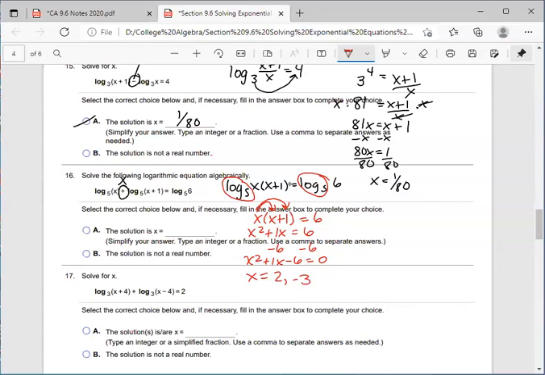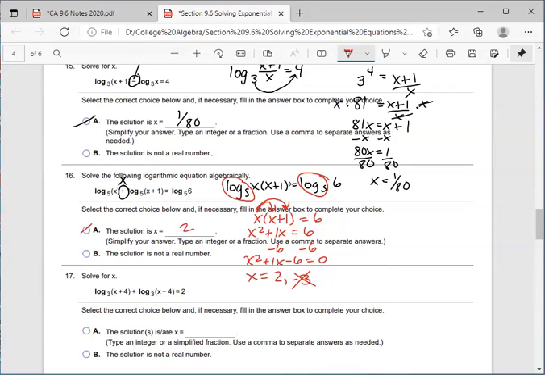We know that 2 is probably going to be okay. -3 could be a problem. If we plug in -3 here, it's a problem because you can't take the log base 5 of -3. So it can't happen. So this one's not going to be an answer to.